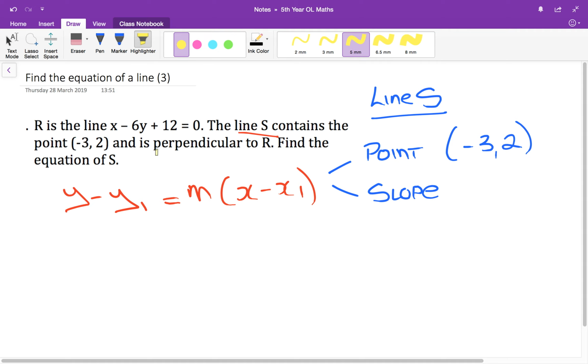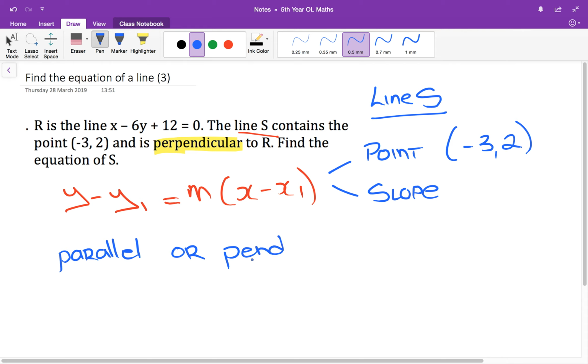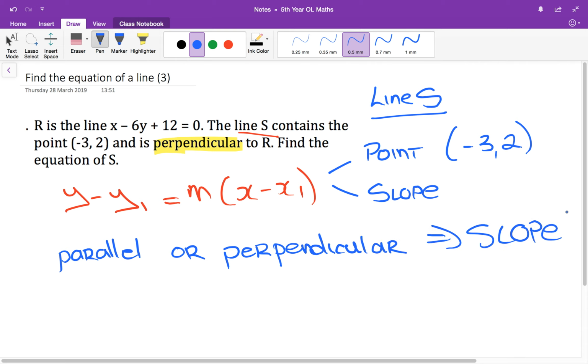So the key here is the word perpendicular. The word that tends to go hand in hand with perpendicular is parallel. So in this question it's perpendicular, but in another question it could be parallel. And when you see the words parallel or perpendicular, that bit of the question is telling you something about slope. So slope is directly related to parallel and perpendicular.